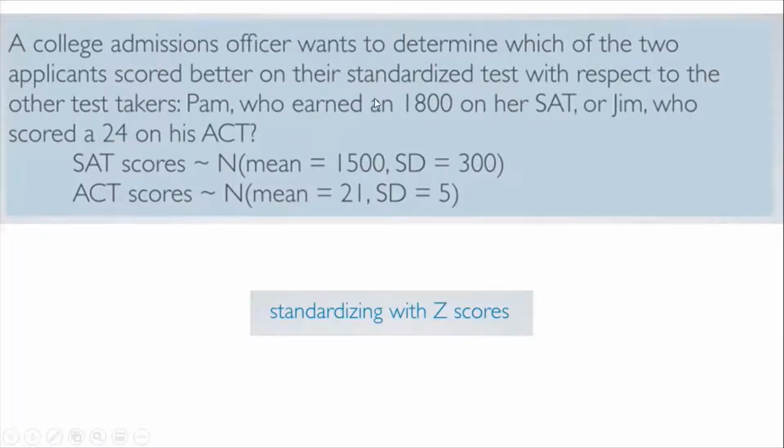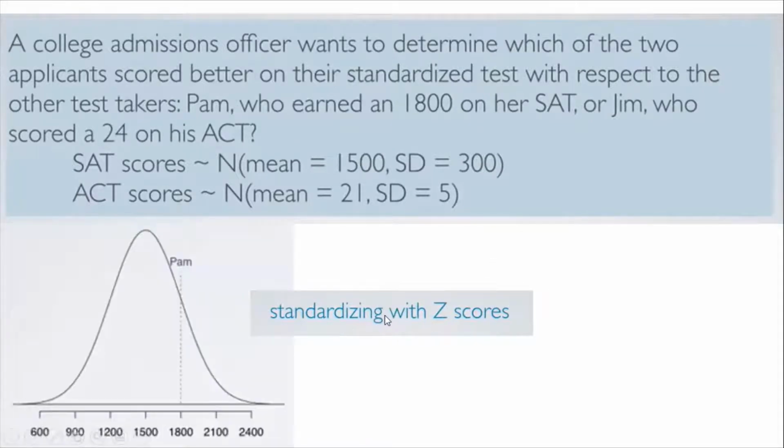These are the values these participants got. Pam, the first participant, the lady Pam, got 1,800 on her SAT, and Jim, probably her boyfriend, scored 24 on his ACT. So these are different scores, right? And these scores have their own distribution. The SAT score distribution is centered around 1,500 with a standard deviation of 300. And the ACT score is centered around 21 with a standard deviation of 5. You can see that these scales are pretty far from each other.